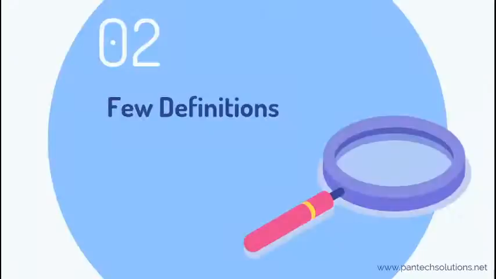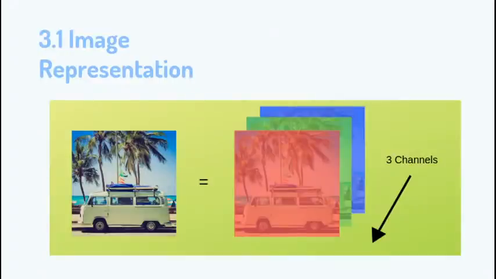Now some definitions, like image. Normally an image comes with color. If you take one color image, it has three channels: red, green and blue, that is RGB, which you already know. So if it is 28 by 28, in image processing we represent the image as 28 into 28 into 3, where 3 is the three channels.